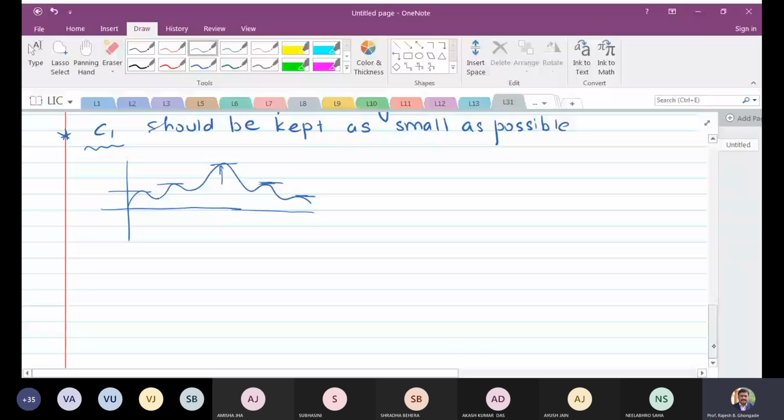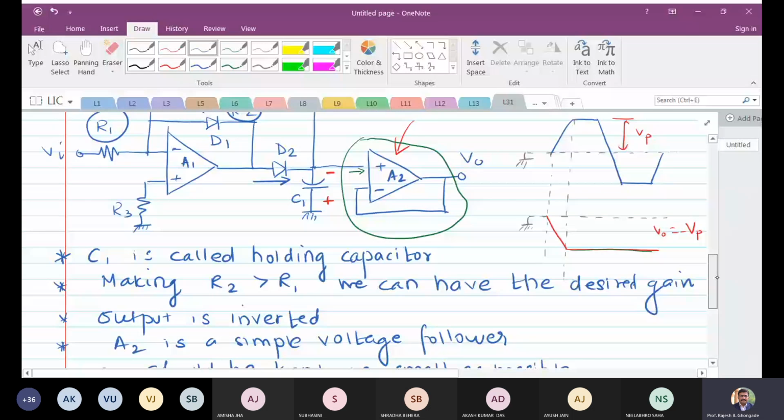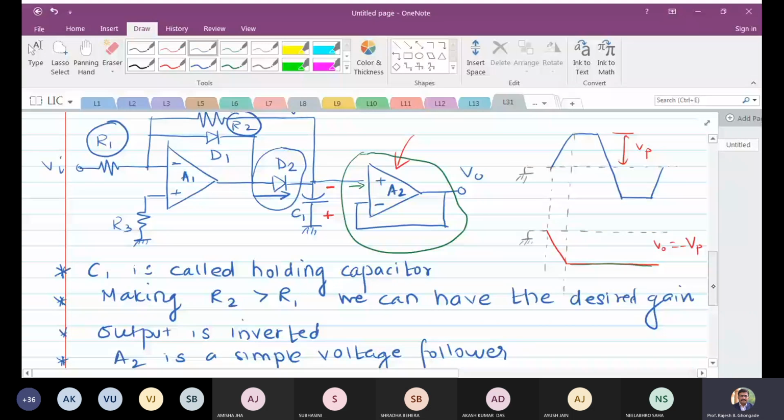Diode D2 should be a low leakage device. So diode D2 should have very low leakage. What do you mean by leakage? That is the reverse saturation current. Because when this diode is off or reverse biased, we should make sure that this capacitor will not discharge like this. So its reverse leakage should be as small as possible. So that is one more requirement.